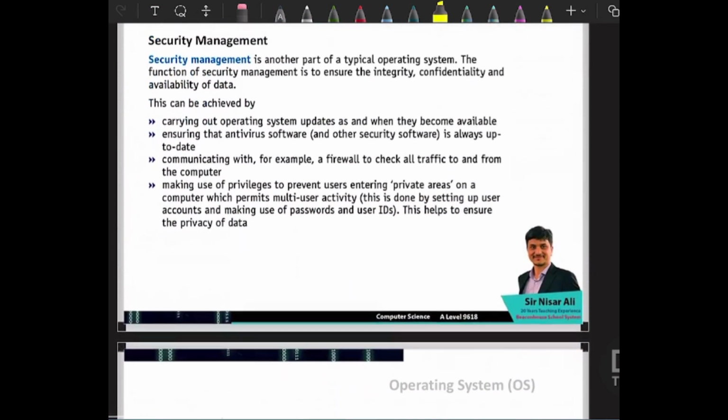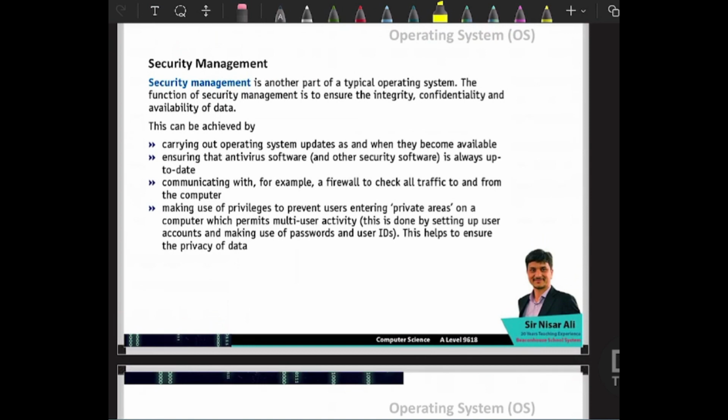Then security management is another part of the operating system. What is in it?